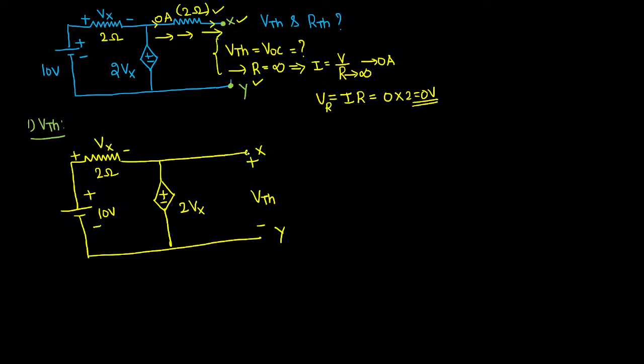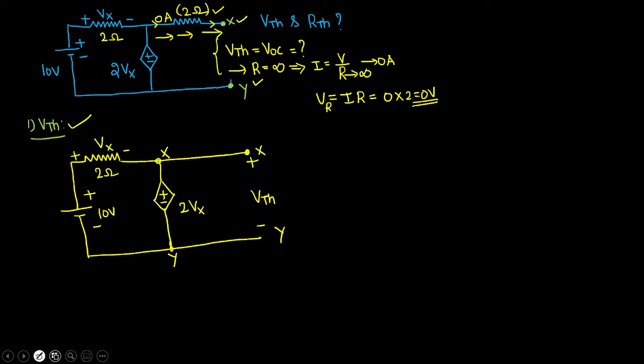Now you can observe, what is the difference between this point and this point? No difference. Actually, there is a resistor there, but while calculating VTH, that resistor is useless, because there is no drop. So if this is X, we can take this also as X. If it is Y, then same. This is also Y only.